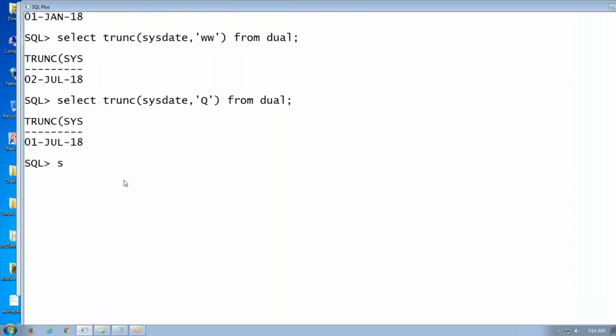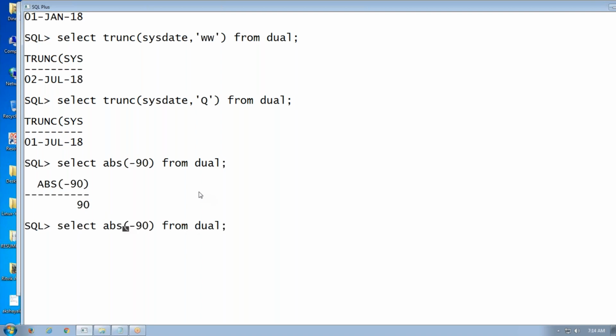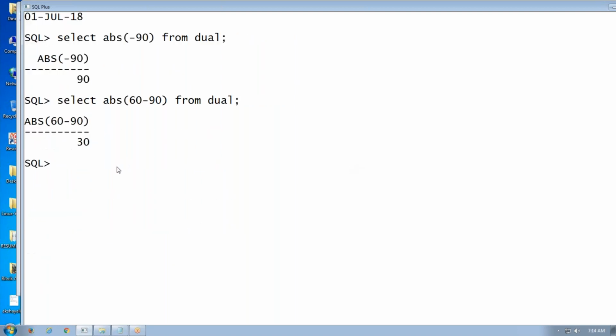Okay. So what is ABS? SELECT ABS of minus 90 from dual. It will print the given negative value as a positive value. Suppose you are giving an expression, 60 minus 90. The actual result is minus 30, but it will print only 30. Why? The minus 30 result is going to ABS, and ABS converts the negative value into a positive value.